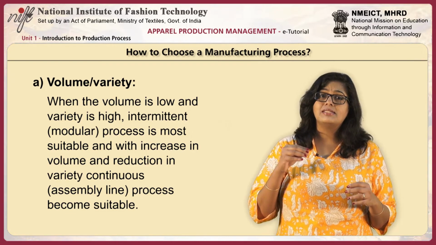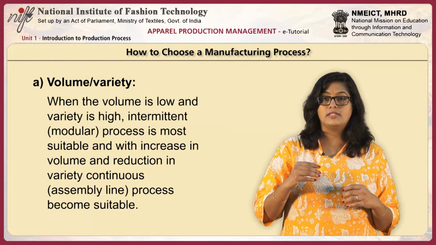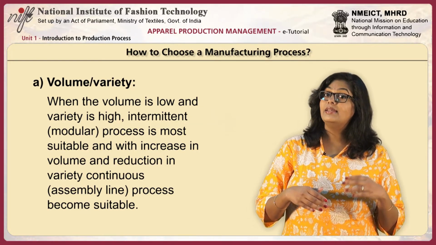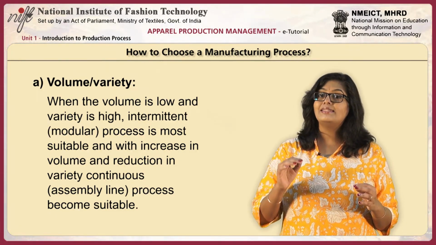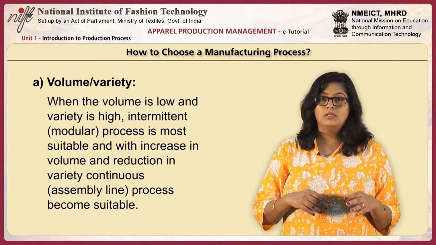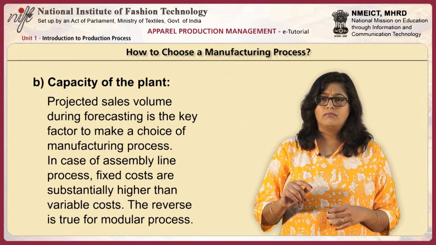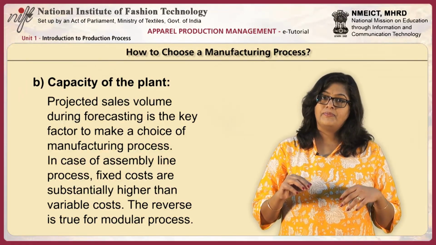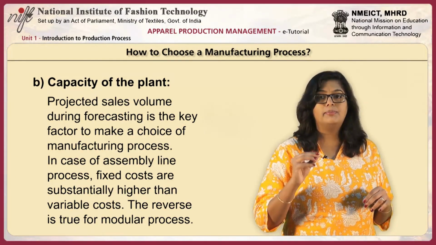When the volume is low and variety is high, intermittent processes are most suitable. And with the increase in volume and reduction in variety, continuous or assembly line processes become more suitable. The second factor being capacity of the plant. Projected sales volume during forecasting is a key factor to make choice of manufacturing processes.